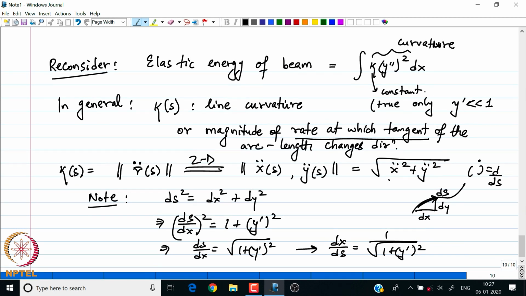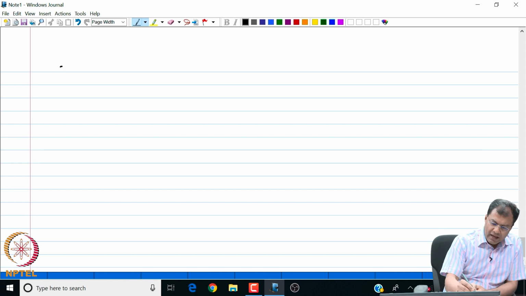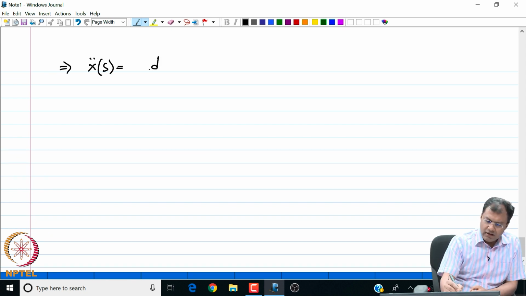Okay. So what we have is the following. We have found the expression for the derivative of x with respect to s, or x dot, which is also equal to x dot of s. From here I can find x double dot by differentiating this quantity one more time. So my x double dot of s is the derivative of x dot with respect to s.